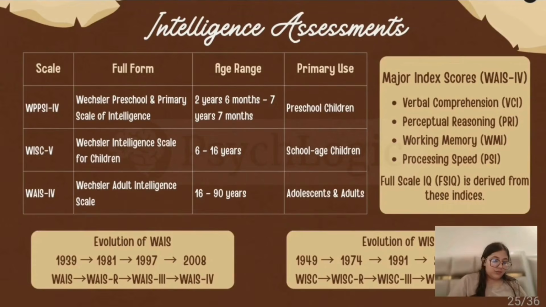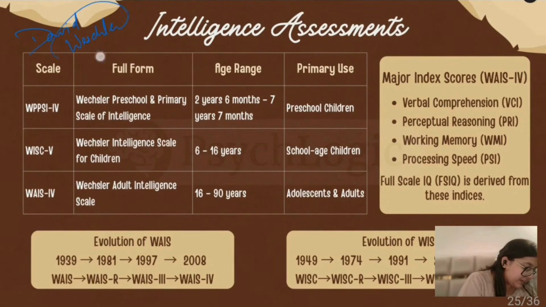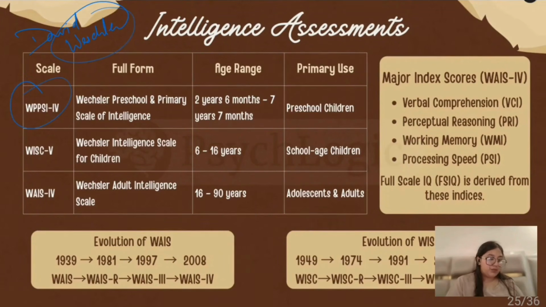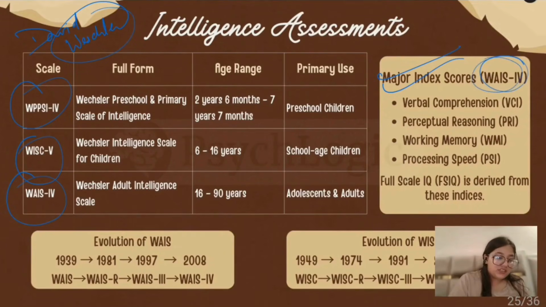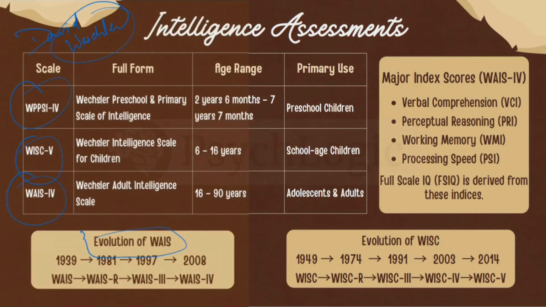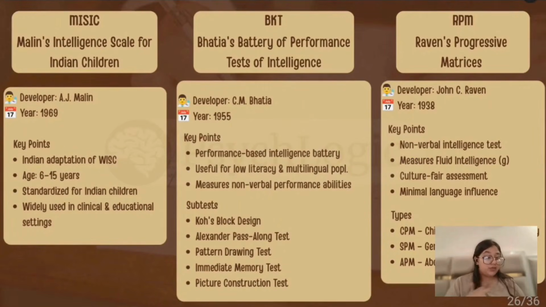Now, intelligence assessment. We are discussing specifically here some of the tests given by David Wechsler. Okay, we have WPPSI, Wechsler Preschool and Primary Scale of Intelligence, WISC, Wechsler Intelligence Scale for Children, WAIS, Wechsler Adult Intelligence Scale, and you need to know the major indices for the most current WAIS, and also the evolution of WAIS and evolution of WISC. Take a screenshot of it, okay, and remember this information. These are constantly asked. You also have to do some other tests.